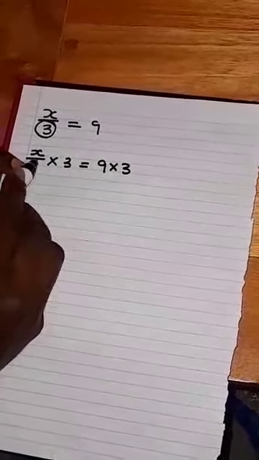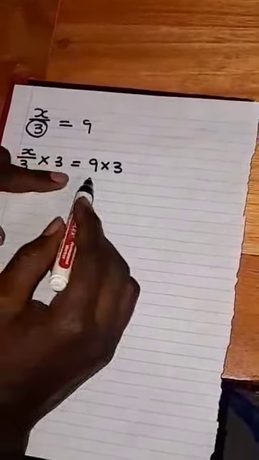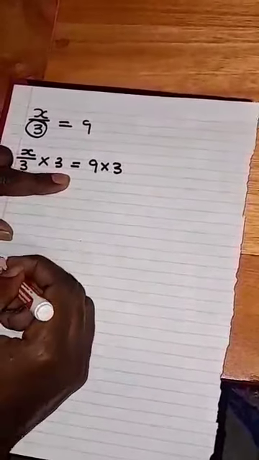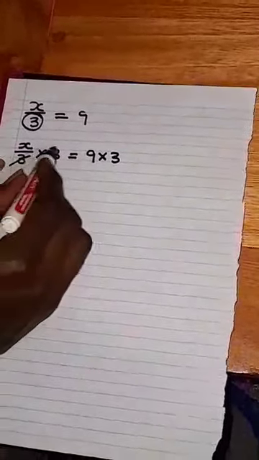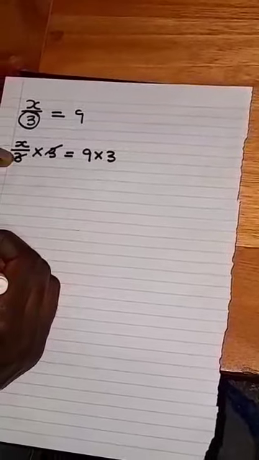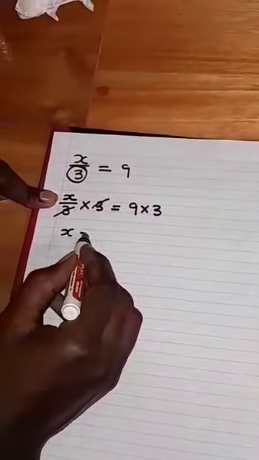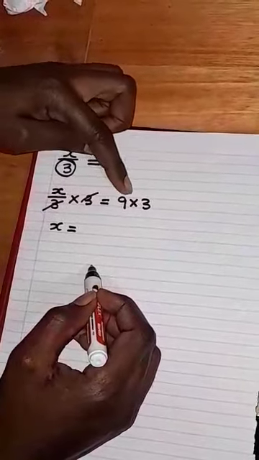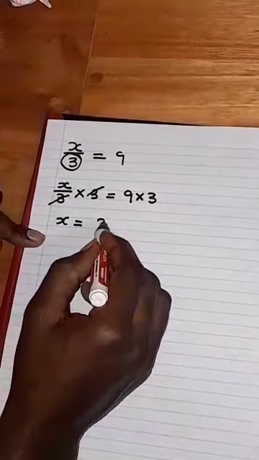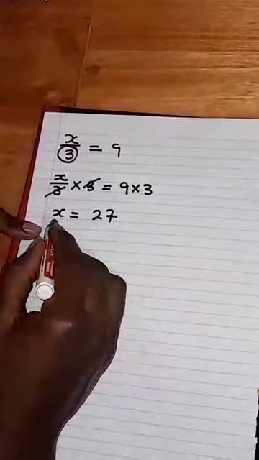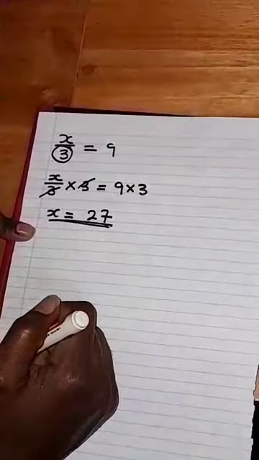This 3 will multiply this side of the equal sign and multiply this side of the equal sign, so that this 3 and 3 will cancel. And when the 3s cancel, we are left with x. So x is equal to 9 multiplied by 3. It becomes 27, which means the value of x is 27.